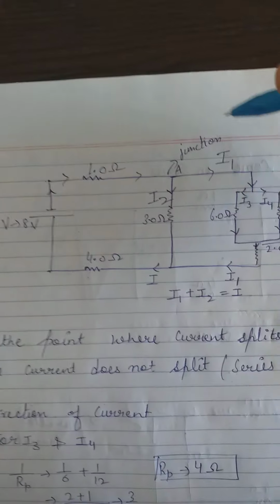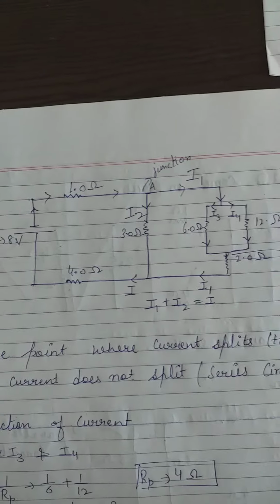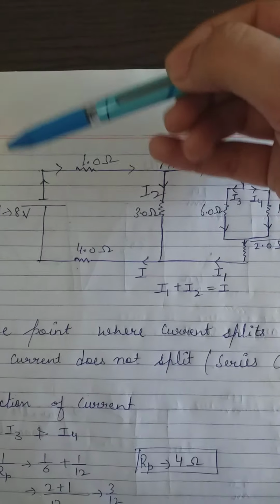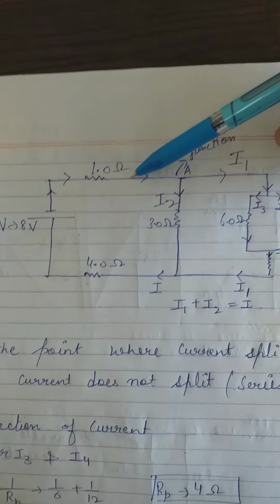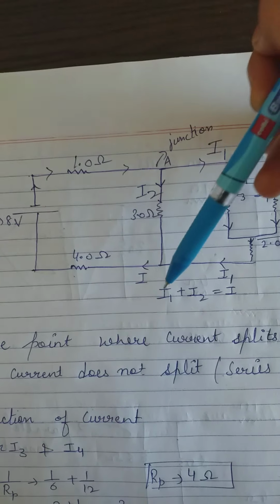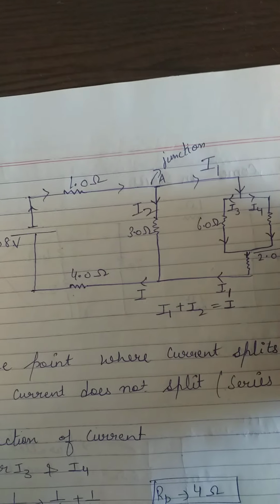See this diagram. Okay, in this case voltage is 8 volt. First resistance is 1 ohm. There is a point A. Resistance 4 ohm. There is a next point B. This point is B.